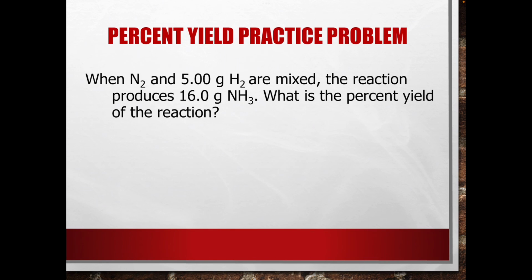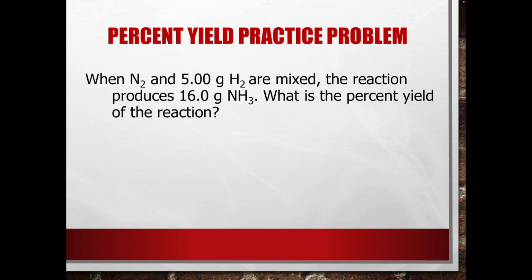Alrighty, your turn for a practice problem. This says when nitrogen and hydrogen are mixed, the reaction produces 16.0 grams of ammonia. What is the percent yield of the reaction? And just for fun, I'm going to leave off the balanced chemical equation so that you can get some practice doing it. So the very first thing you need to do is write the balanced chemical equation.